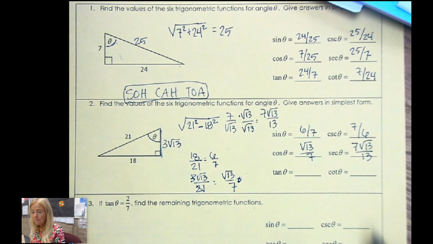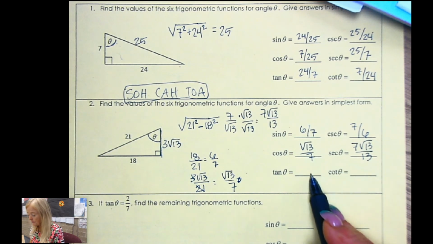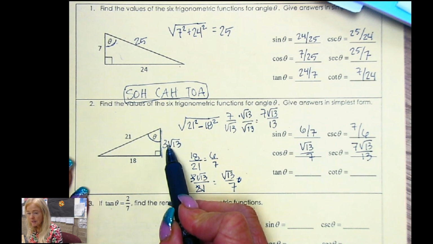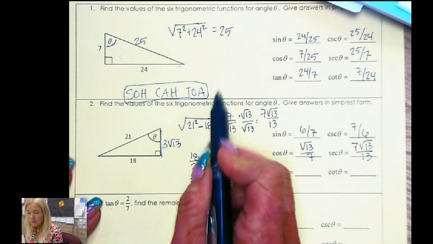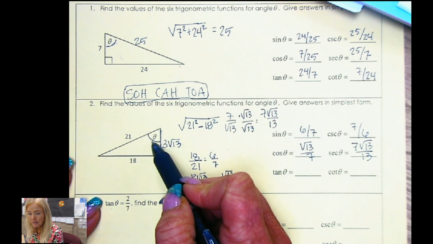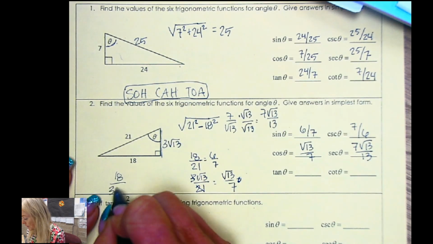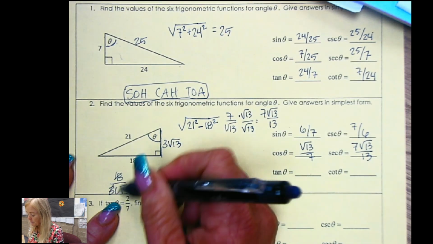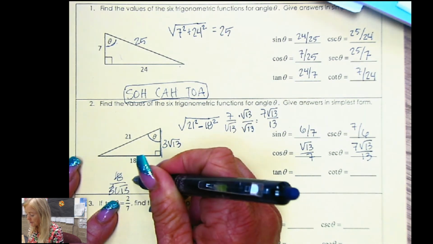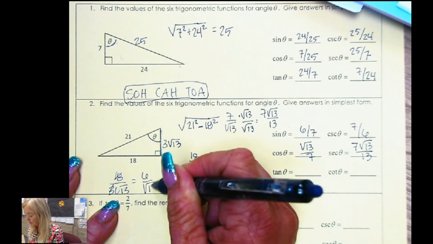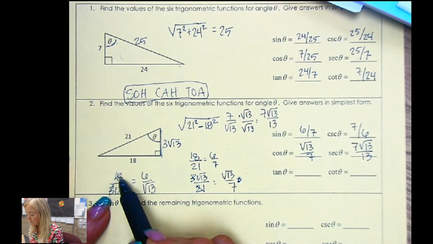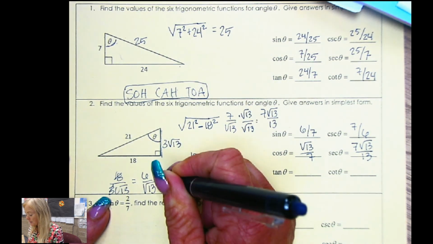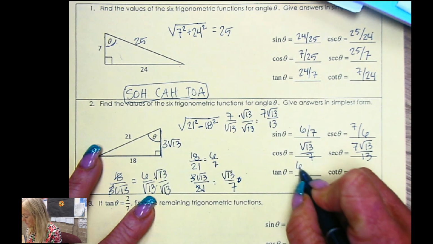All right. And then tangent theta is going to be opposite over adjacent. That's your tangent, the TOA, opposite over adjacent. So opposite is 18, adjacent is 3 radical 13, and the factor of 3 simplifies it to 6 over radical 13. 3 divided into 3 is 1, and 3 into 18 is 6. And then you have to rationalize by multiplying both top and bottom by radical 13, which gives you 6 radical 13 over 13.